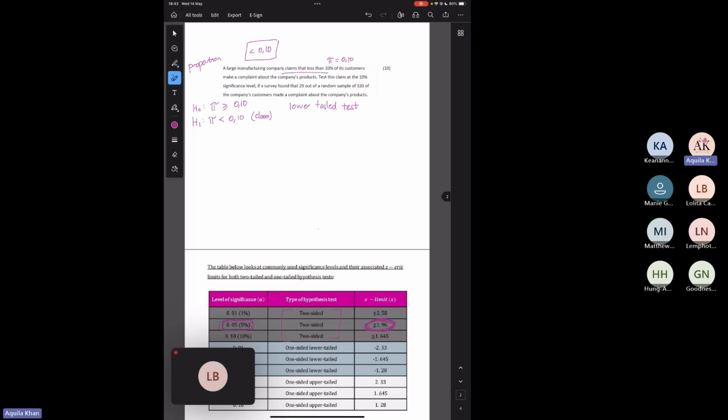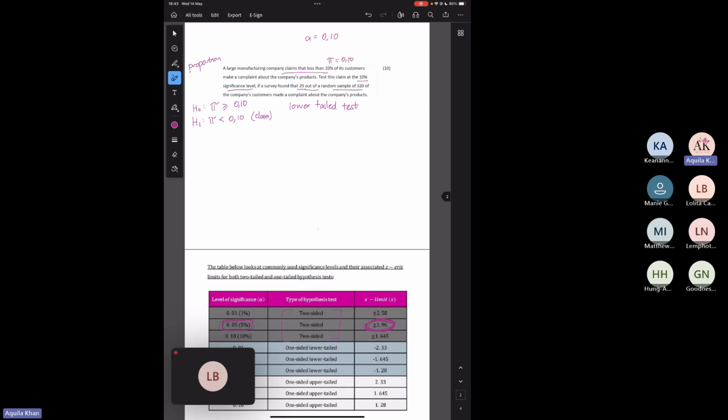So you have your lower tail test now. Now let's read the rest of the sentence because now we've written out our null and alternate. We know where the claim lies. We know what type of test we're working with. So the next part of the paragraph says, test this claim at the 10% significance level. So A is equal to 10%, 0.10 as a decimal. And then it says to you, if the survey found that 29 out of a random sample of 320 of the company's customers did make a complaint about the company's product.